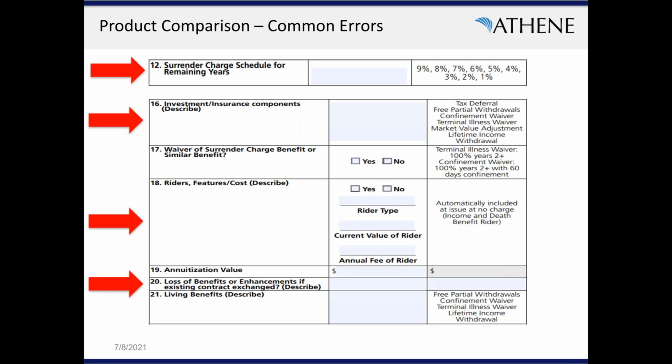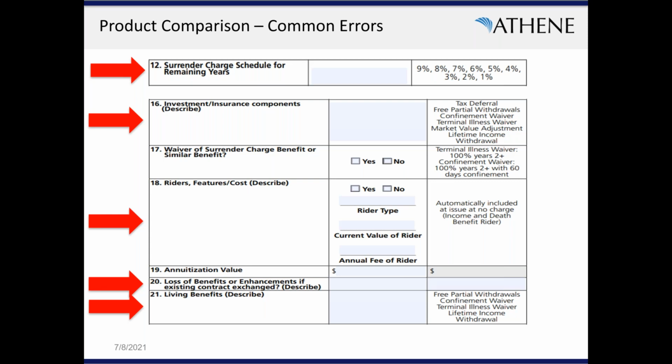Question 20, loss of benefits or enhancements if the existing contract is exchanged. What they're looking for, again, is the same type of information as in question 16: tax deferral, free partial withdrawals, confinement waiver, terminal illness waiver, market value adjustment, lifetime income withdrawal. So 16 and 20 should basically be the same answers. And then 21 is living benefits. Again, very similar type of information.